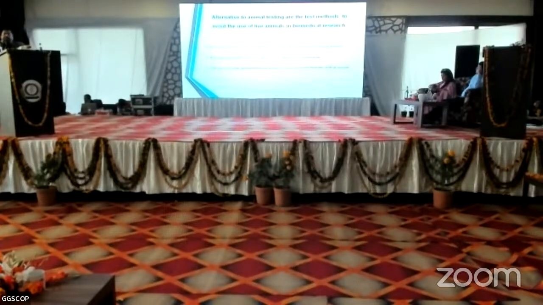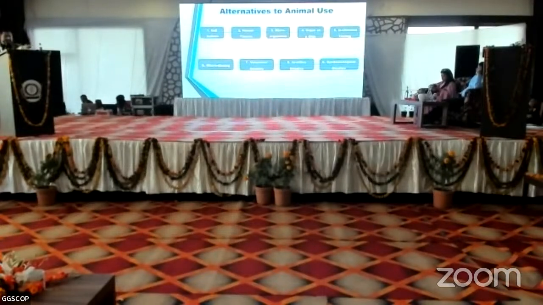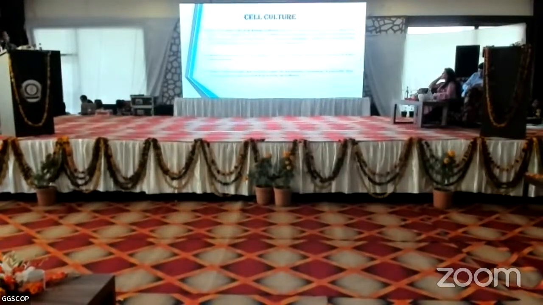So I'm going to give a brief preview of these alternatives to animal models. These are the alternatives to animal use: first, cell culture, human tissue, microorganisms, organ on a chip, in chemical testing, microdosing, volunteer studies, in silico studies, as well as epidemiological studies. If we opt for these, we can at least reduce cruelty to animals and save animals.